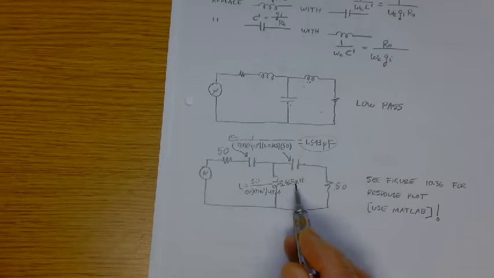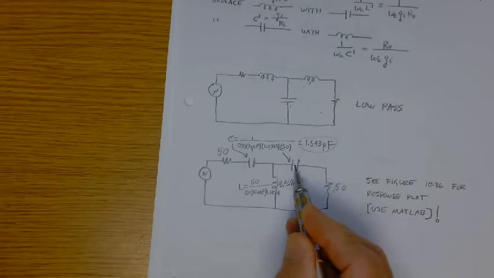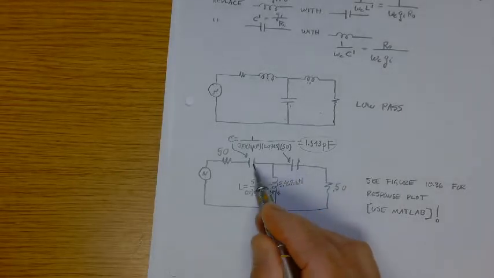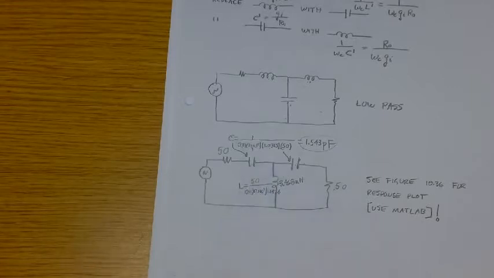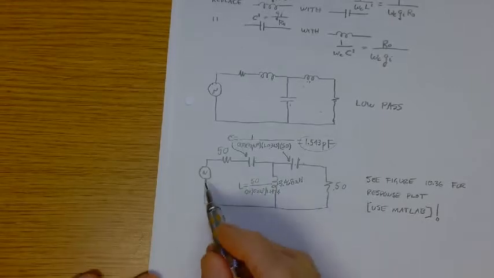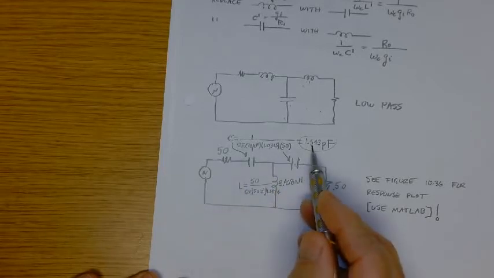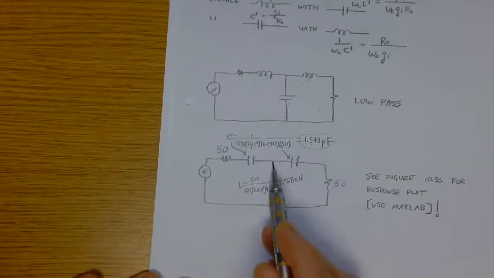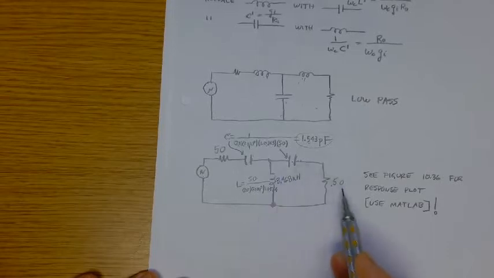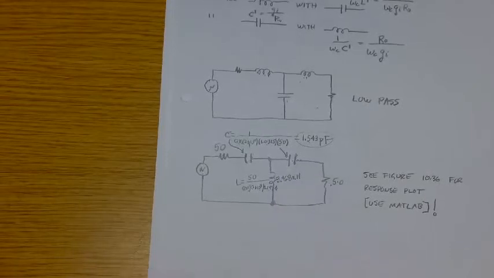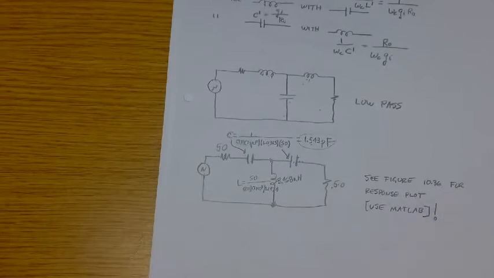Source, 50 ohms, 1.543 picofarad for this cap and that cap, and the shunt inductor in between is 3.468 nanohenries, and then that's 50 ohms. So you can see figure 1036 for the response plot. Let's look at that. Figure 1036. It's going to look like this. So this is high pass.